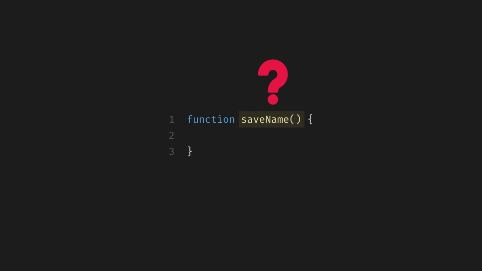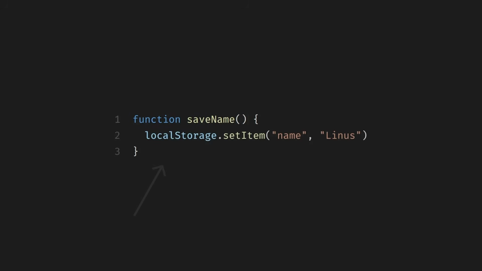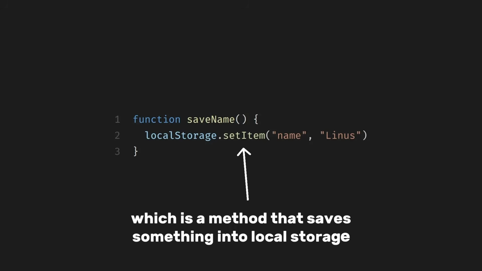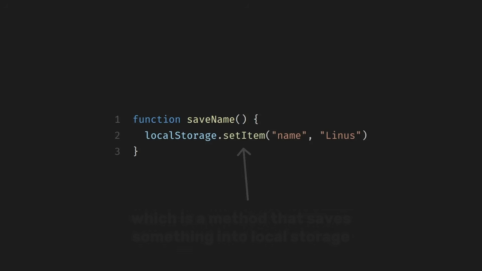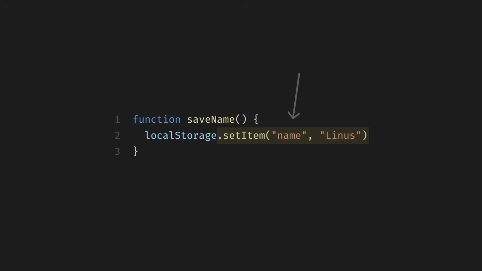Right now, you're not remembering anything. You just made space for the idea. Now let's actually remember a name. Here we're calling local storage. Then we use setItem, which is a method that saves something into local storage. setItem needs two things. The first one is the key, which is like the label or name for what we're saving. Here, the key is name.